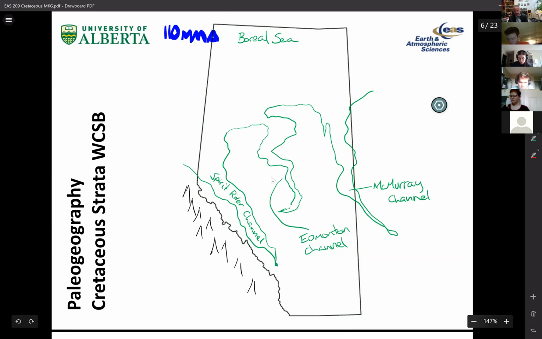And this is where we start to get into the reason why stratigraphic relationships can be really difficult to interpret in the rock record, right? And the Cretaceous of Alberta is a pretty nice example of that, in that we can have sediments of the same age in the McMurray Channel, in the Edmonton Channel, and in the Spirit River Channel. And in fact, we do, but we give them different names because we can't necessarily demonstrate how they relate to each other. So in the McMurray Channel, we have the McMurray Formation.